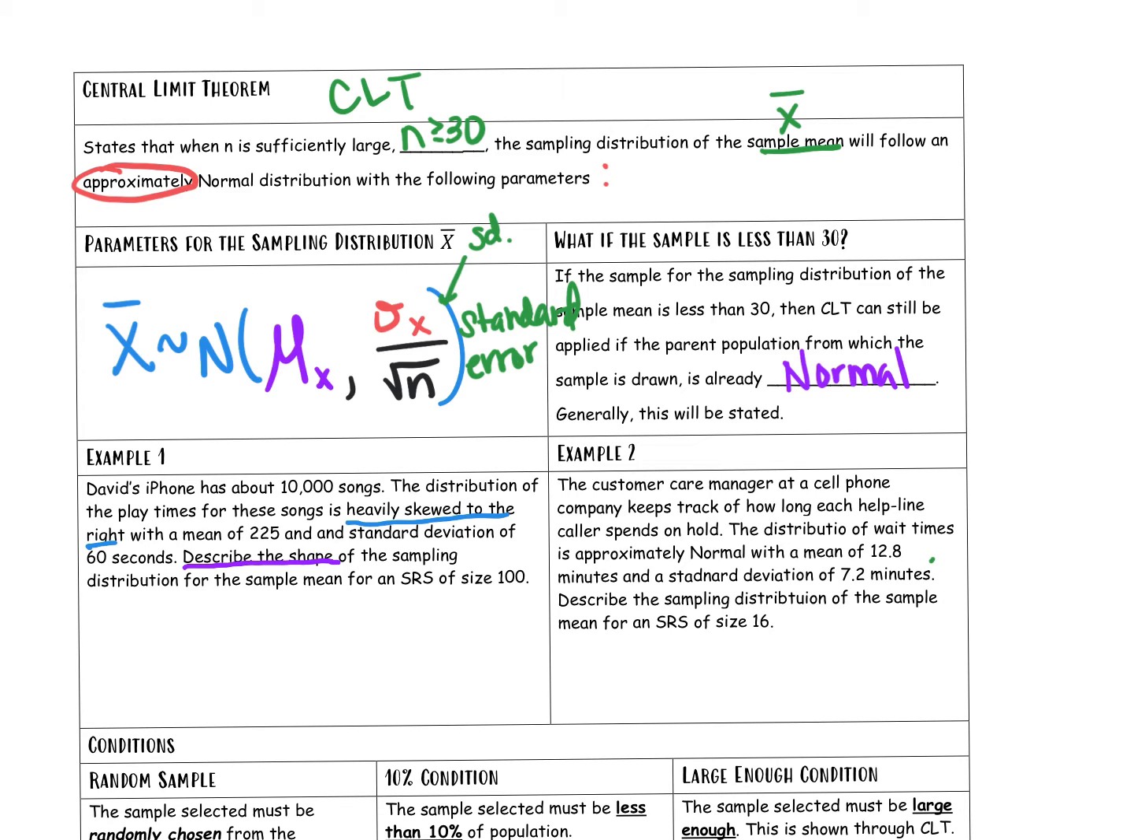But you have an SRS of size 100. This 100 is significant, and that's the first thing we're going to start doing in this problem. We're going to identify the sample size. So here n is equal to 100.